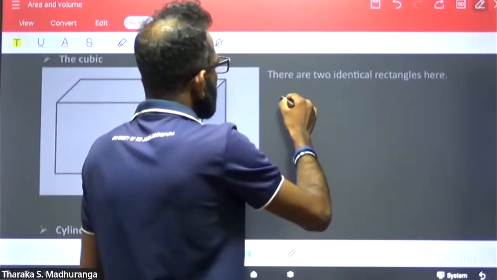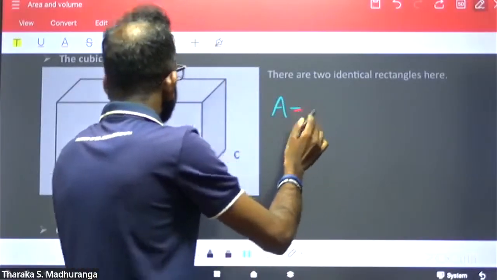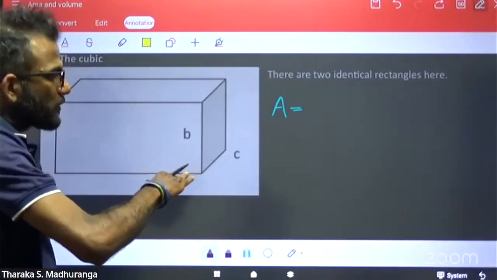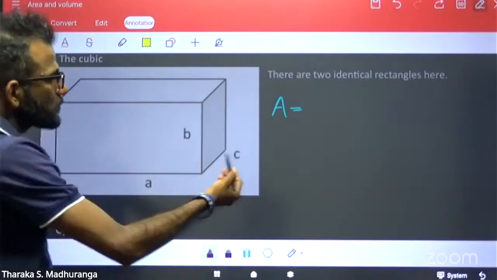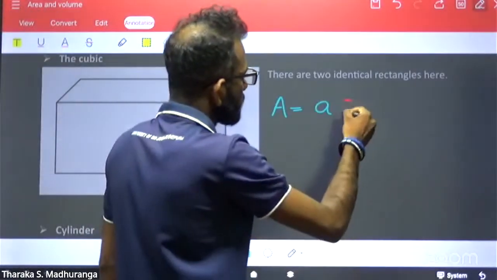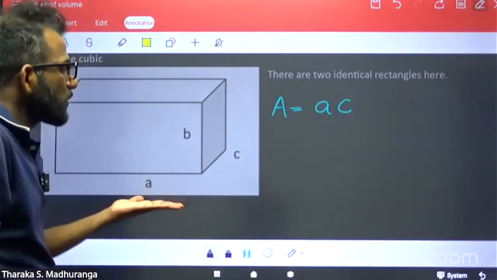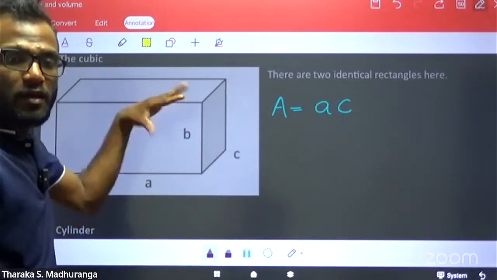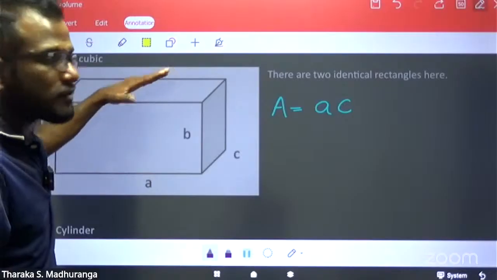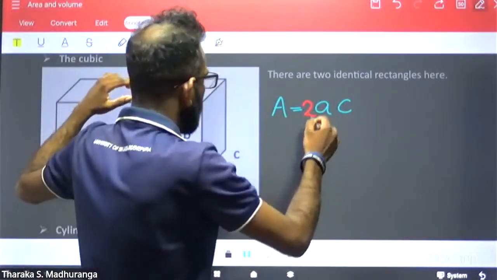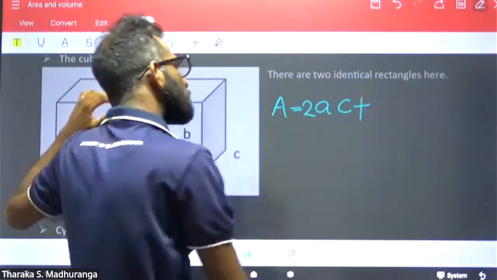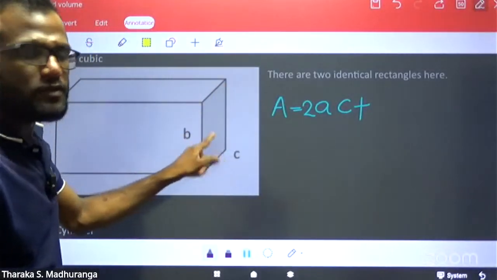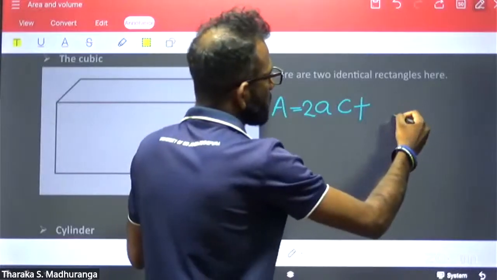How do we get the area? We can get the bottom surface first. Bottom surface A into C, right? A into C. Now you already know rectangles. A into C is the bottom surface. That is equal to the opposite surface. Then 2AC, plus this side surface B into C.